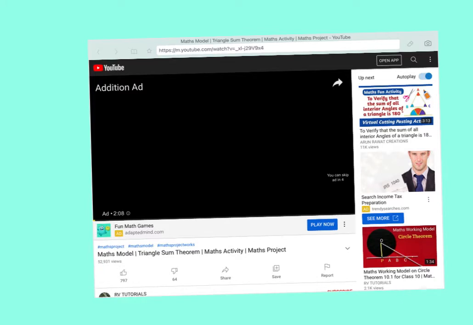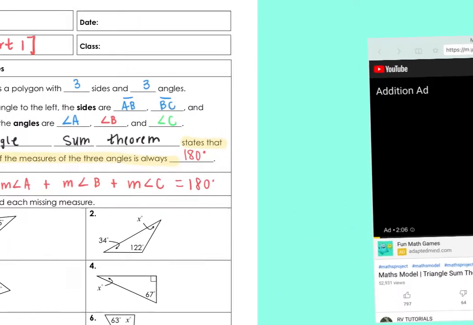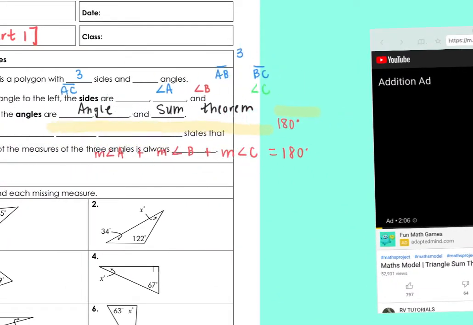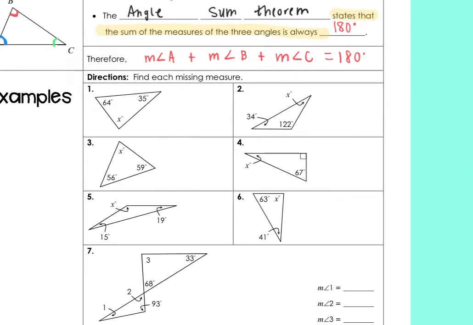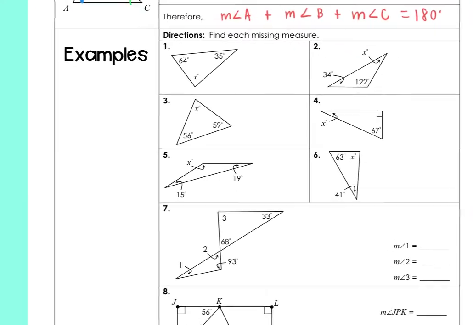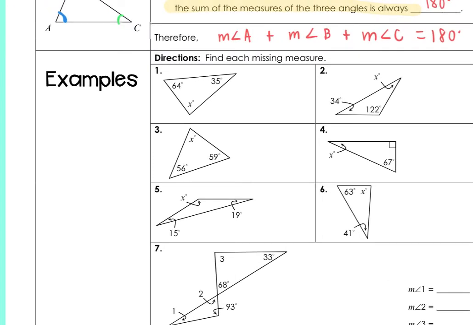So that was the video that I wanted to show you. It did a great job of just proving why those things are true. So let's head back to our notes now, and we're going to try some examples. Okay, we're going to work through the odds here today. So example number 1 says find each missing measure.